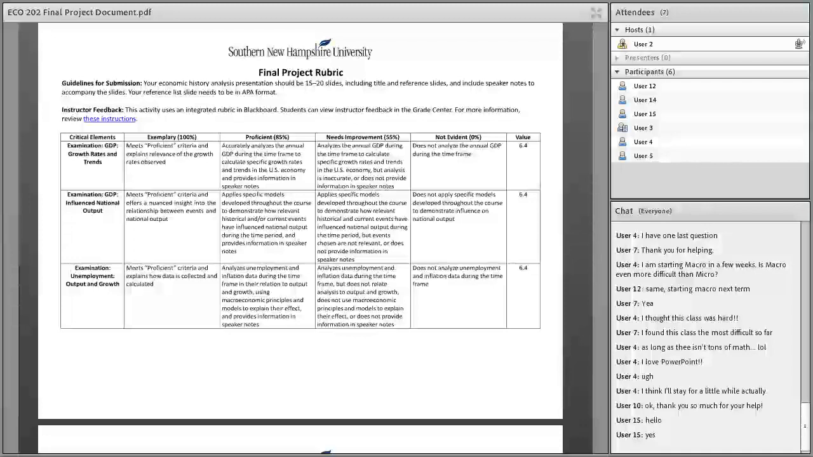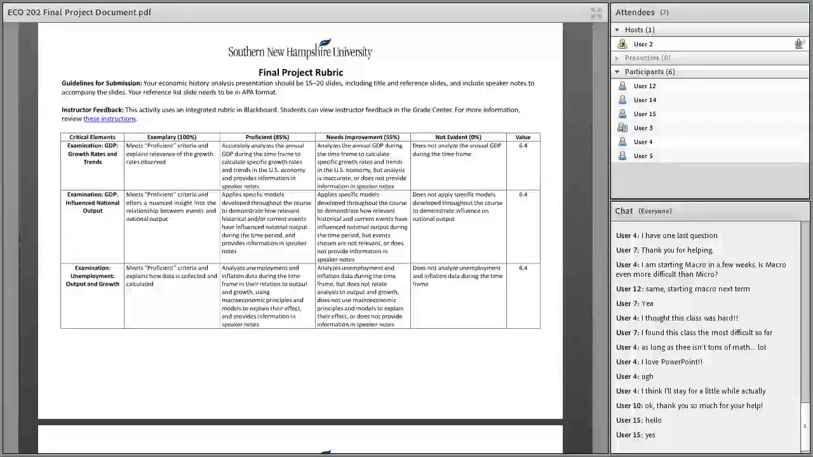So to be exemplary for the final milestone 1, the first milestone you focused on macroeconomic data. You focused on GDP trends, unemployment trends, inflation trends, and interest rate trends. You provided a graph for each of these macroeconomic data. You found that graph on FRED. Usually, that's the easiest place to find it. And you have discussed those trends in the speaker notes.